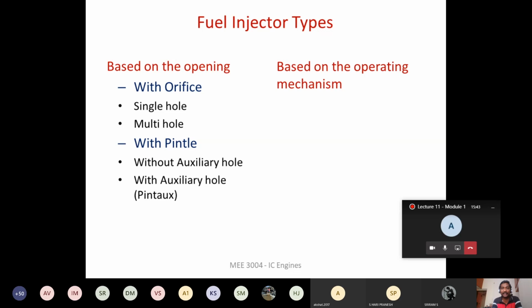Coming to the operating mechanism, if you want to classify the fuel injectors based on the operating mechanism, the activation of the fuel injection can be either by mechanical means or by electronic means. These days, we don't have mechanically activated fuel injectors. That is obsolete. We now have only electronic fuel injection. Under electronic fuel injection, there are again two methods. The activation can be either by solenoid or using piezoelectric crystals. So this is what we are going to discuss today. These are the various fuel injector types.